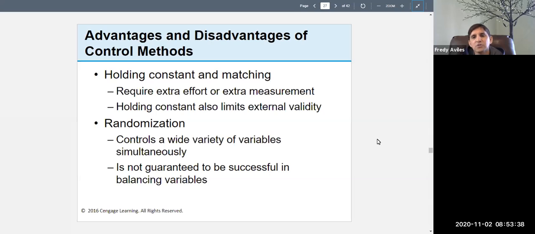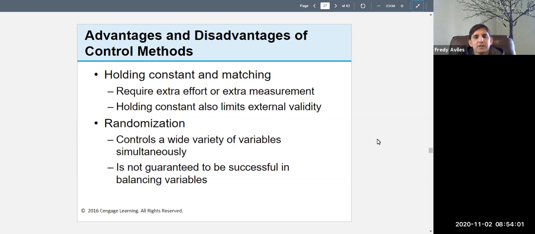Holding things constant also limits external validity. When you run your experiment, let's say only with females, you held sex constant. Well, that limits external validity. That limits your ability to generalize. So now your experiment applies to females. You didn't have any males, so you can't really say that this is what's happening in males as well. So that's a disadvantage as well.